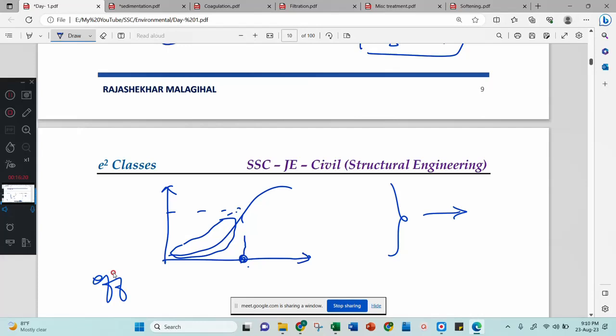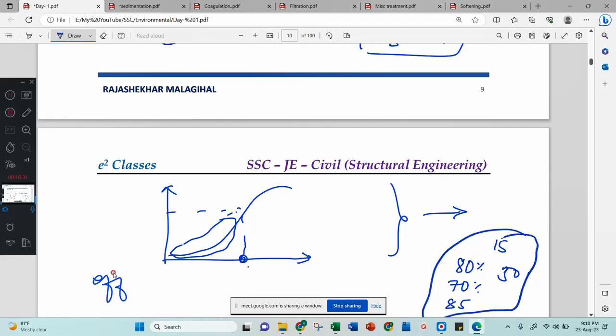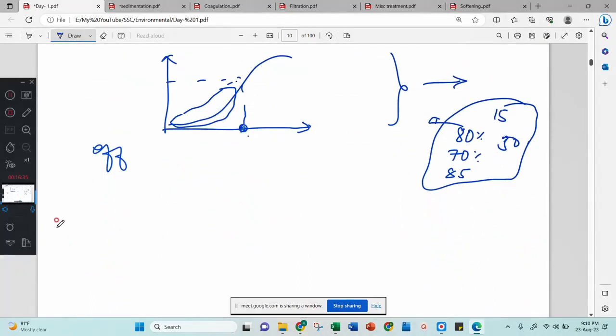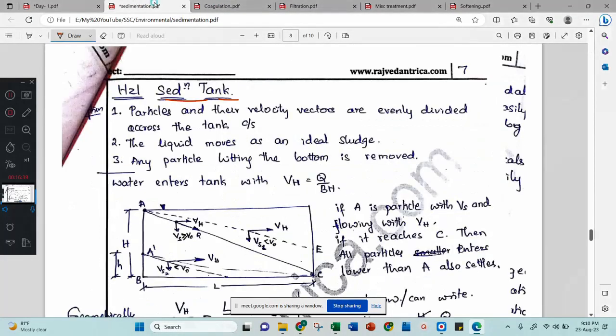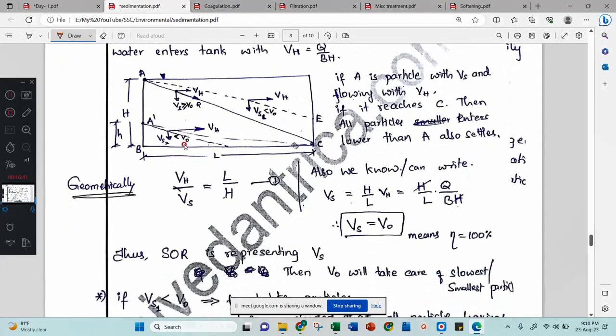There you may get different values, like 80% efficiency, 70% efficiency, 85%, 15%, 50%. Like that you can have different numbers. These numbers are for other particles, not for the designed particles. Right? Any doubt till now? If you have any doubt, you can ask. That is nicely explained here.